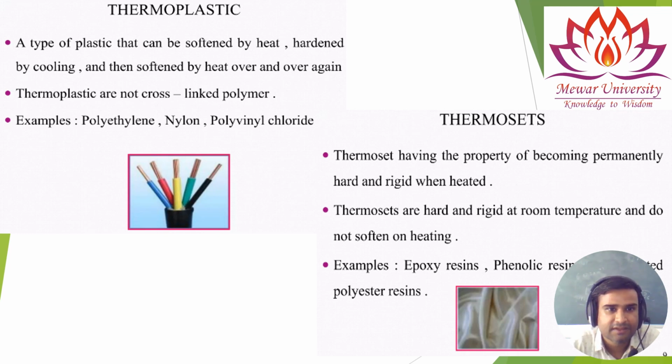Thermosets. Thermosets have the property of becoming permanently hard and rigid when they are heated. They are hard and rigid at room temperature and do not soften on heating. So when you heat a thermoset plastic, it does not get soft. Examples of thermosets are epoxy resin, phenolic resin, and polyester resin.